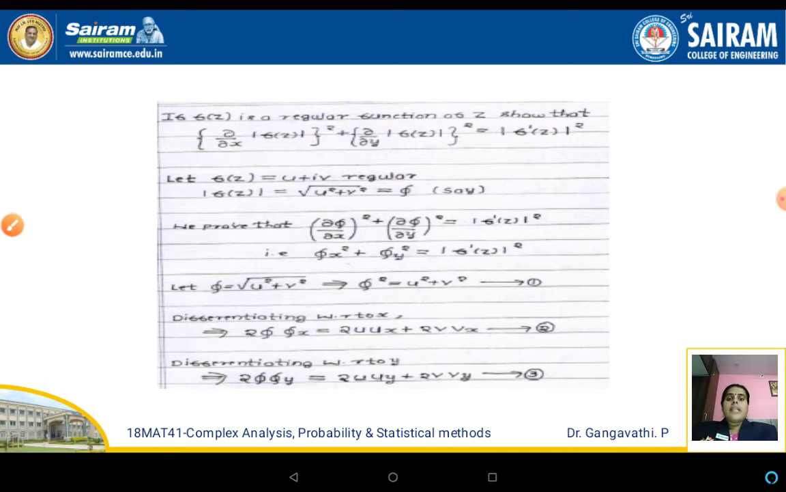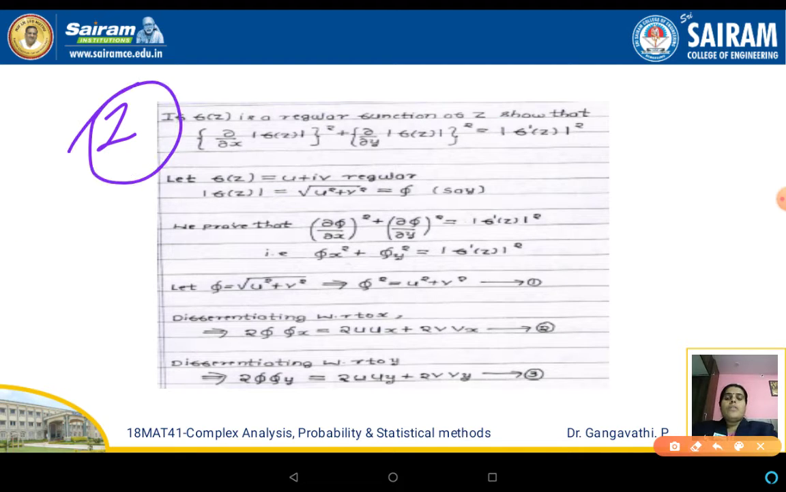So let us consider another example. Consider this as a second problem. If f of z is a regular function of z, show that dou by dou x of modulus of f of z whole square plus dou by dou y of mod of f of z the whole square is equal to mod of f dash of z whole square.